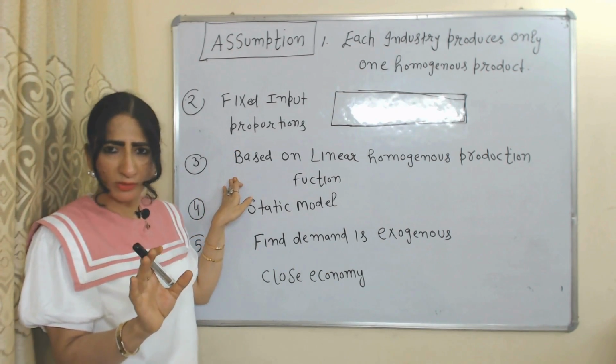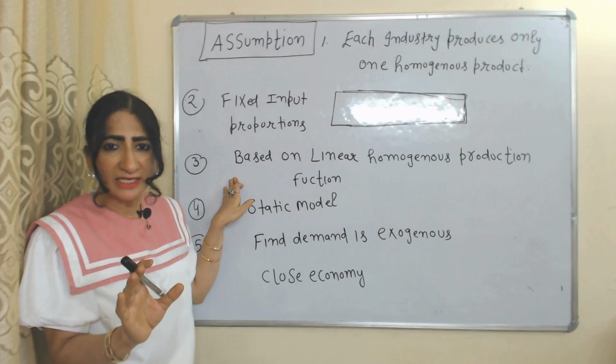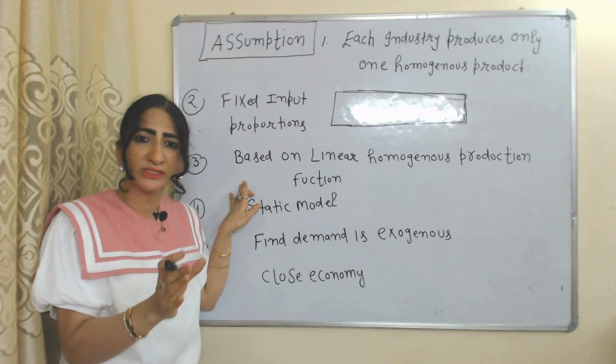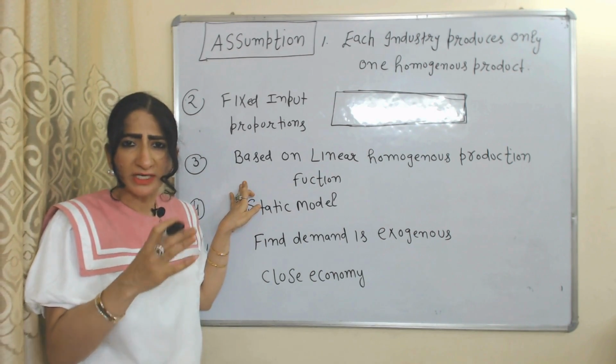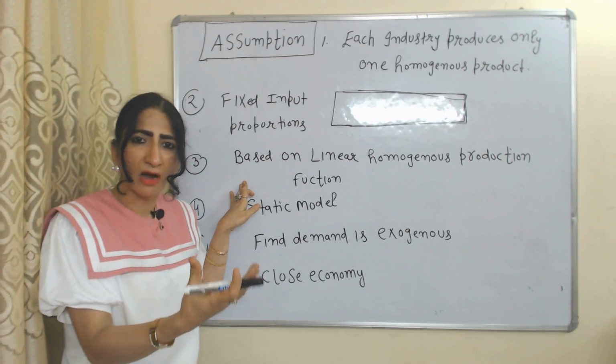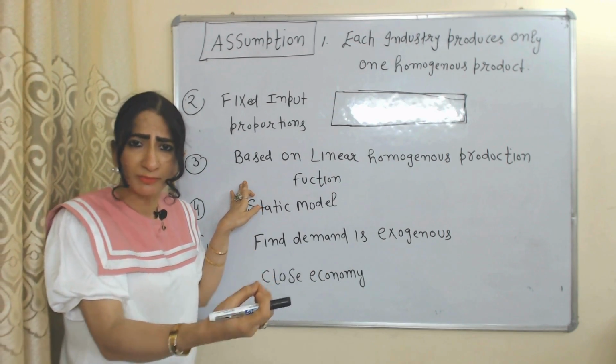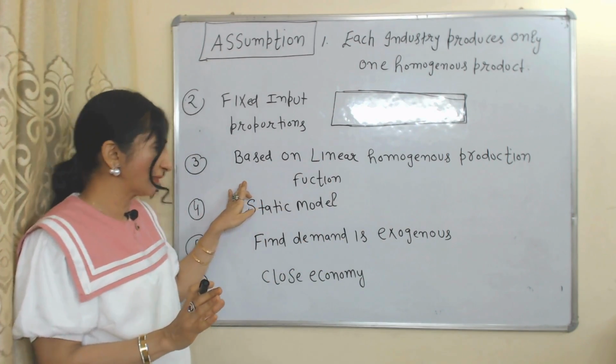Fixed input proportion. Each industry will purchase input at a fixed proportion no matter what the supply of input is, based on a linear homogeneous production function. Linear homogeneous production function means this model is based on constant returns to scale. Constant returns to scale means the change in output is the same as the change in input. For example, if you double your input, your output will also double.